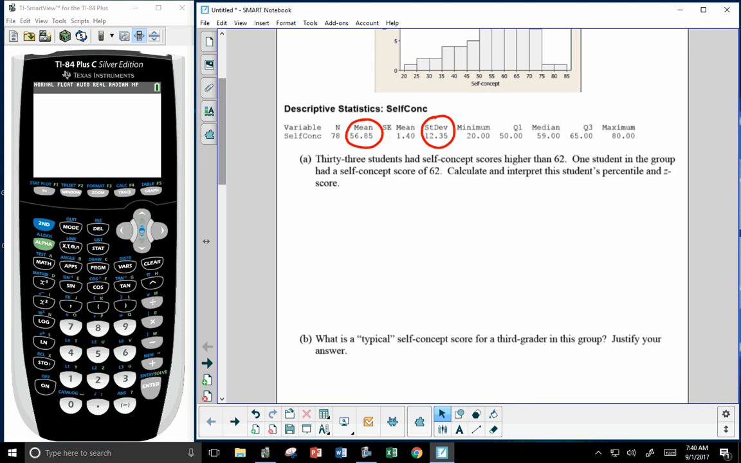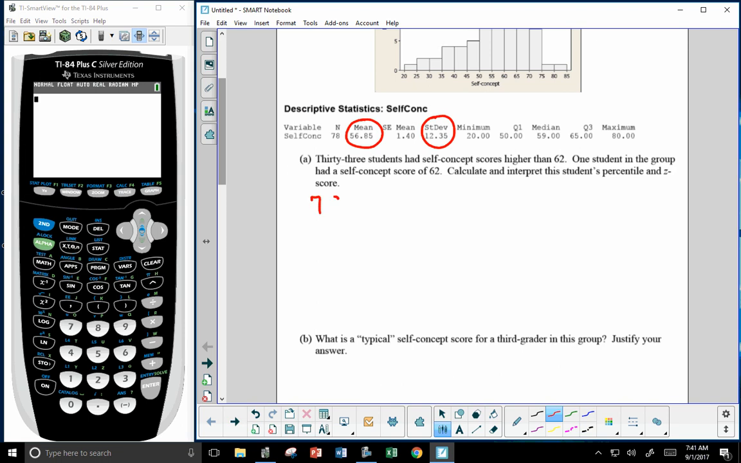and one student in the group had a self-concept score of 62, so exactly 62. So we have 33 that are higher than 62, and then we have that one student that is exactly at 62. So we want to calculate and interpret this student's percentile and then also the z-score. So the simple way to do the percentile is just to figure out what percent of students are below a score of 62. So we know that we have a total of 78 students, okay?